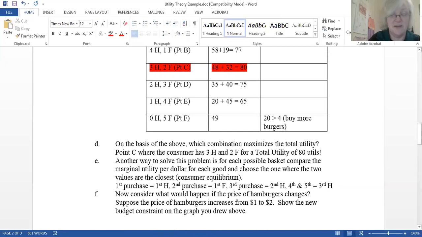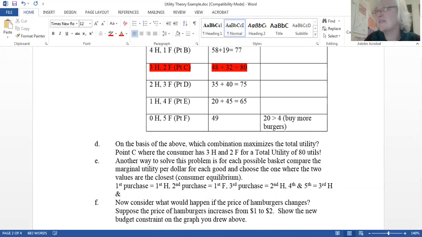Third hamburger and second fry. Now look, that ended up being the exact same as what we decided up here in the red. We went through this item by item, dollar by dollar, on the basis of marginal utility per dollar, and we came out with the same answer, 3 hamburgers, 2 fries, as we did using the total utility approach. But we can stop now.